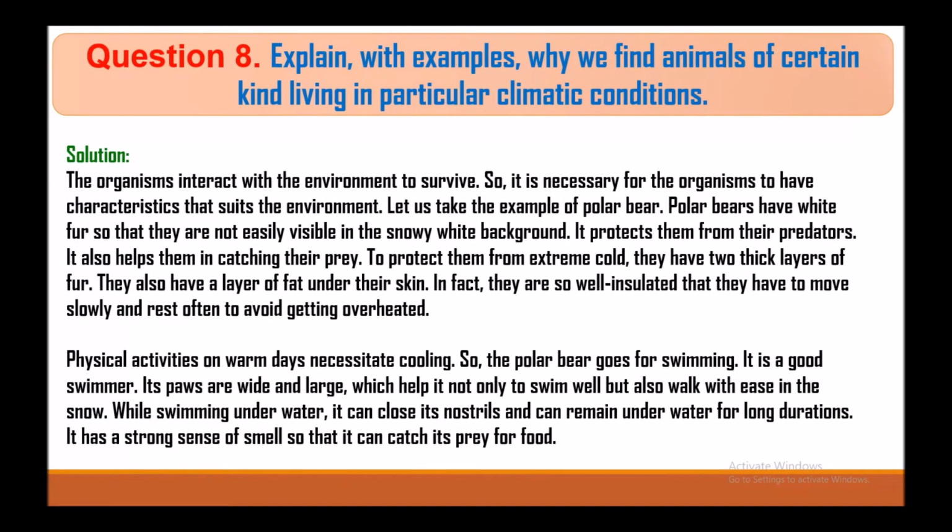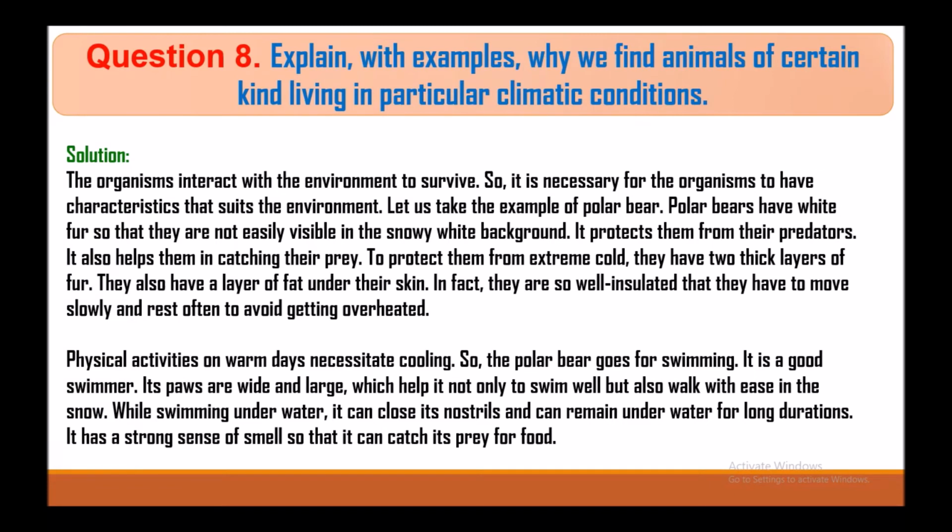Question 8. Explain with examples why we need animals of a certain kind living in particular climatic conditions. So the answer is, organisms interact with the environment to survive. So it is necessary for the organisms to have characteristics that suit the environment. Let us take the example of the polar bear. Polar bears have white fur so that they are not easily visible against the snowy white background. It protects them from their predators. It also helps them in catching their prey.